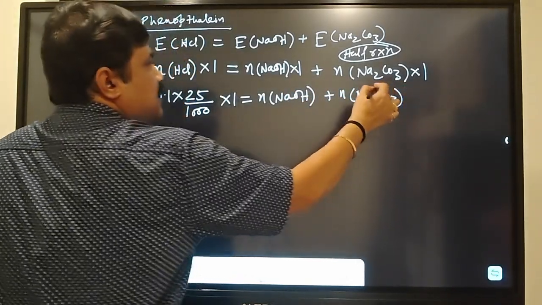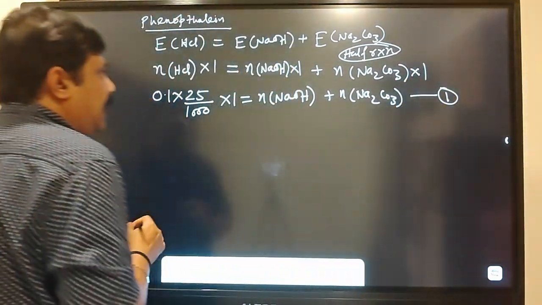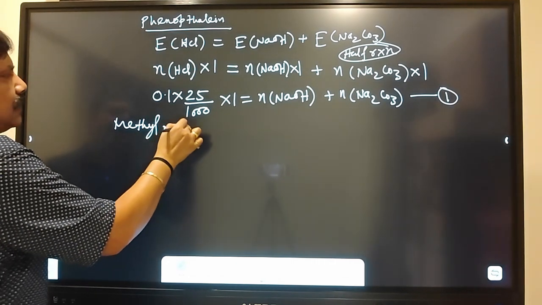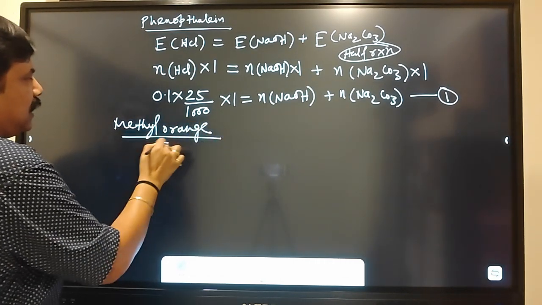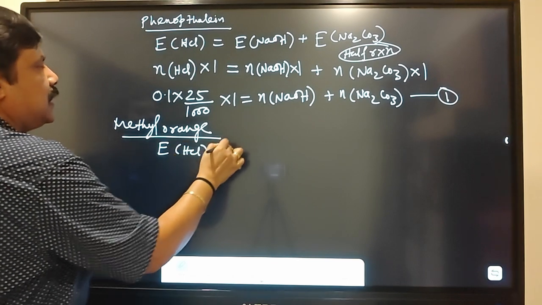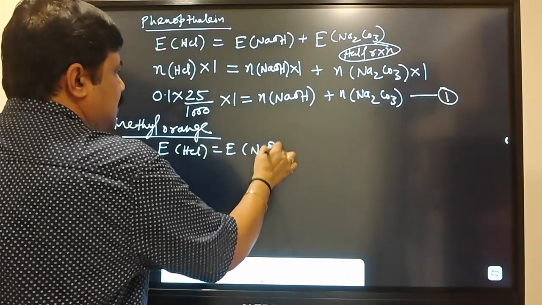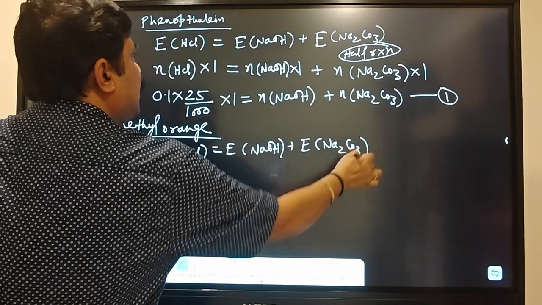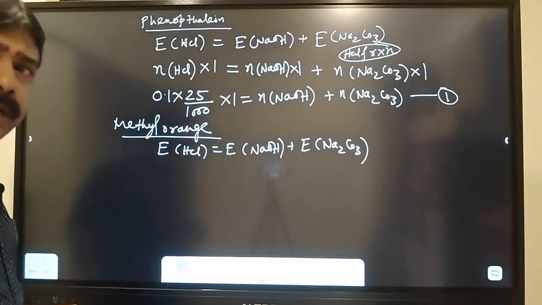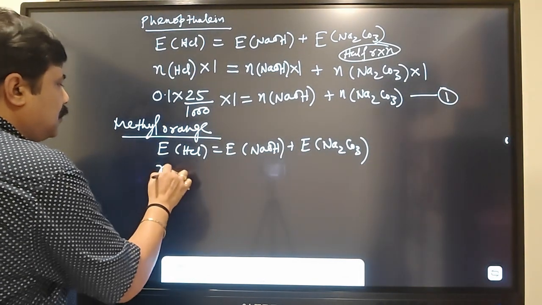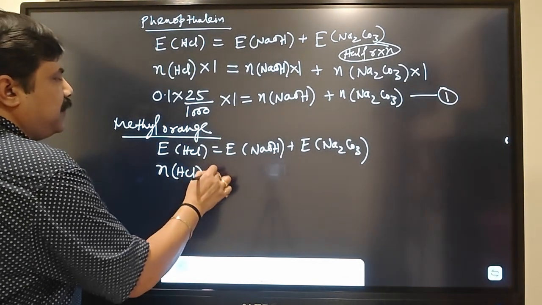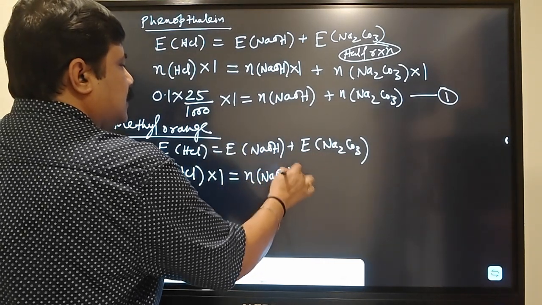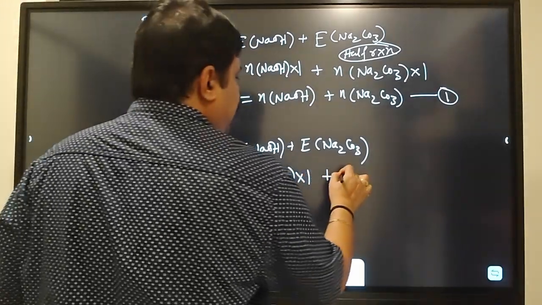Suppose this is my equation 1. Then for the methyl orange, what can I write? For methyl orange I can write it this way. The equivalence of HCl will be equal to the equivalence of NaOH plus the equivalence of Na2CO3. And now, instead of the equivalence of HCl, we can write the number of moles of HCl into N factor 1. Here, the number of moles of NaOH into N factor 1. Here, the number of moles of Na2CO3.